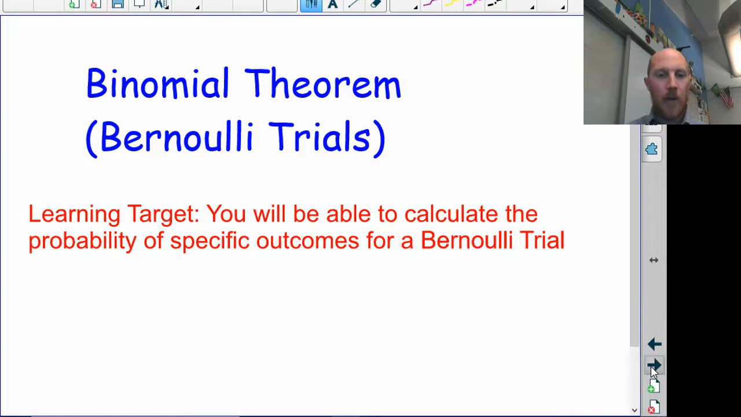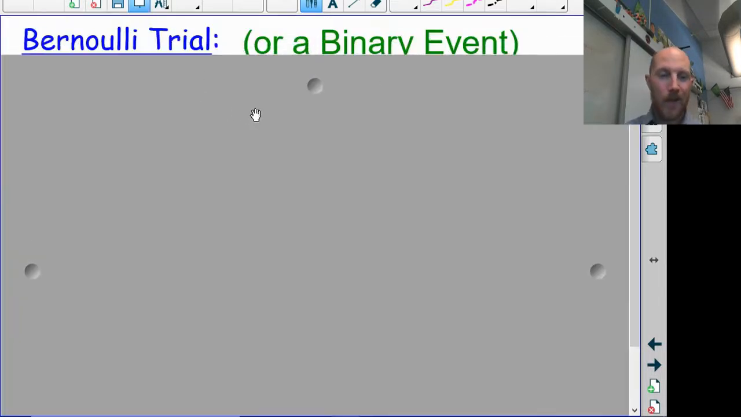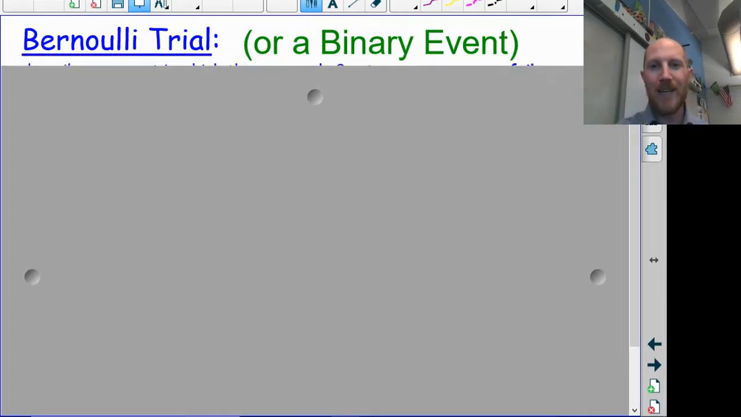So today, we're going to learn how to calculate the probability for a specific outcome in a Bernoulli trial. Well, what is a Bernoulli trial? That's a good question. So a Bernoulli trial is actually another name for a binary event. And I know that doesn't really help a whole lot, except binary events, probably a little bit easier to understand.